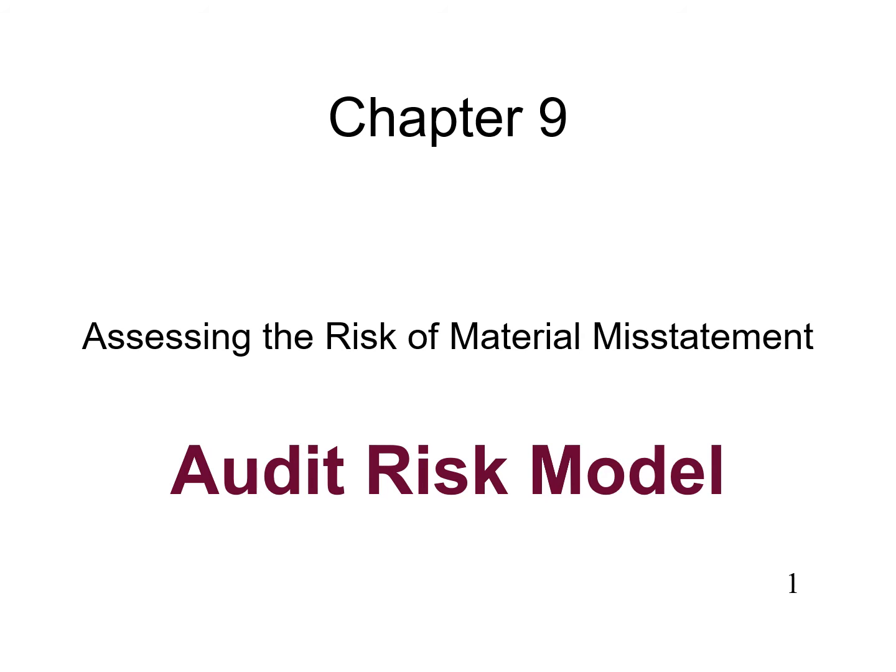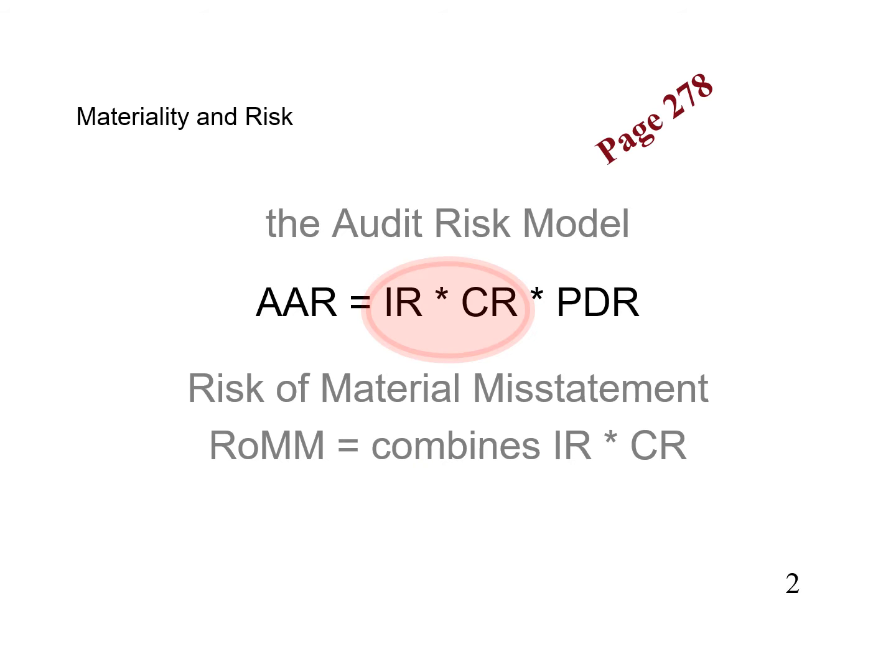Today we're going to continue with Chapter 9. We're going to revisit the audit risk model, which we covered briefly earlier in the quarter. Acceptable audit risk equals inherent risk times control risk times plan detection risk. We combine inherent risk and control risk and refer to it as RoMM, risk of material misstatement.